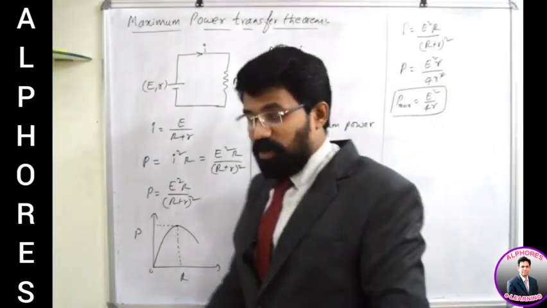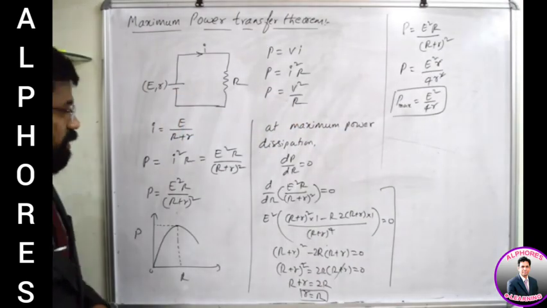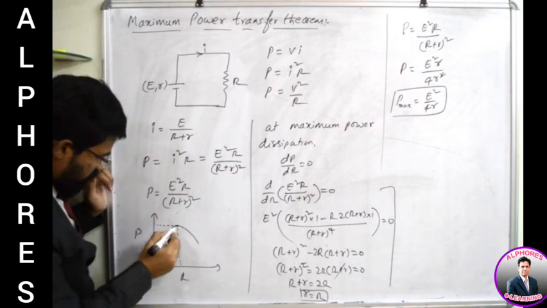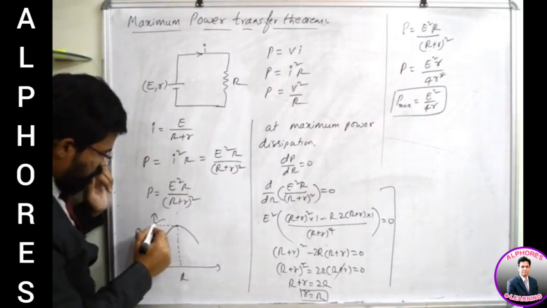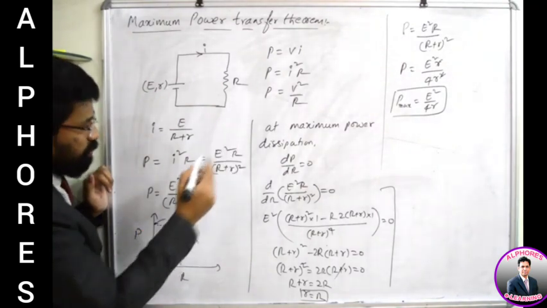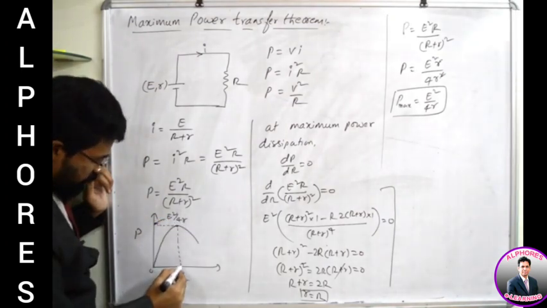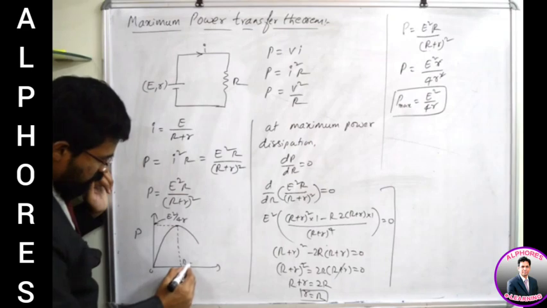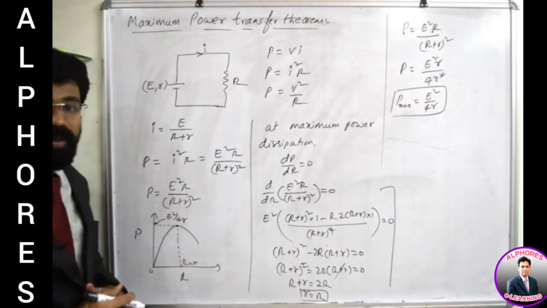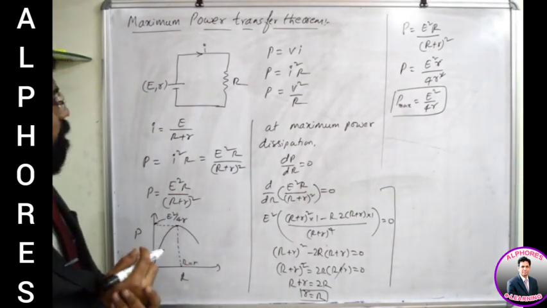Okay, so maximum power dissipation value is how much? E square by 4r. And corresponding to this point, what is the value of P? Now we came to know what is that maximum value: E square by 4r. And here capital R is equal to small r. So this is about power dissipation.